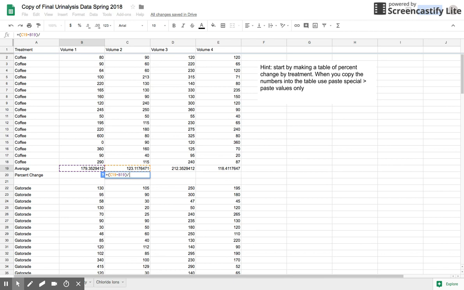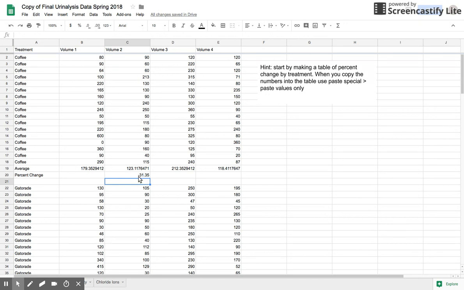Now I'm going to divide it by volume 1. That gives us the decimal, the fractional change. So now we want the percent change. So I'm going to multiply that by 100 and hit Enter. And so the answer that we got was negative 31% change.